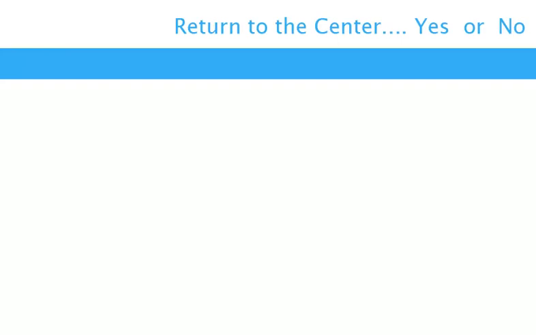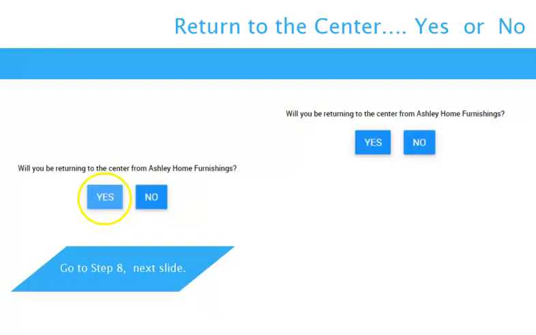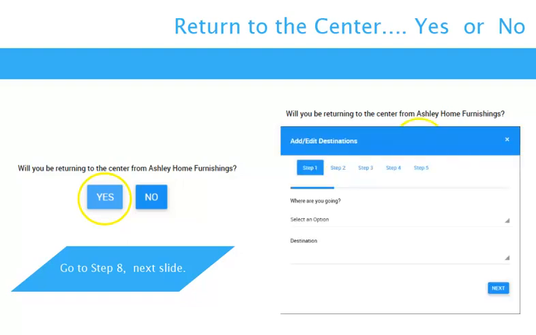When you answer yes or no, if you select yes, you are returning to the center. It will go on to Step 8. If you select no, you are not returning to the center. It will bring up this pop-up box. Here you will enter your next destination, transportation, arrival time and departure time.